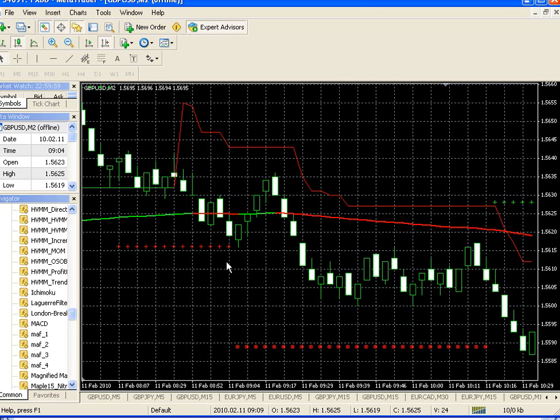Very, very powerful. So look what happens when we go short here at 1.5616. We end up hitting our target, as you can see, at 1.5589 right here. That becomes about a 27 pip move, all through the power of range bars.